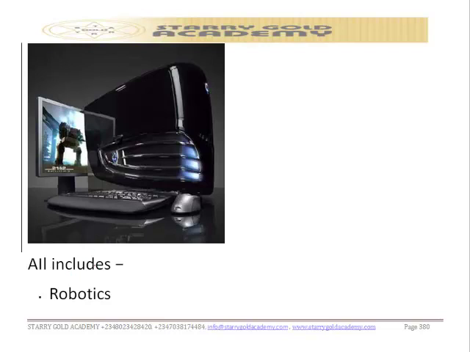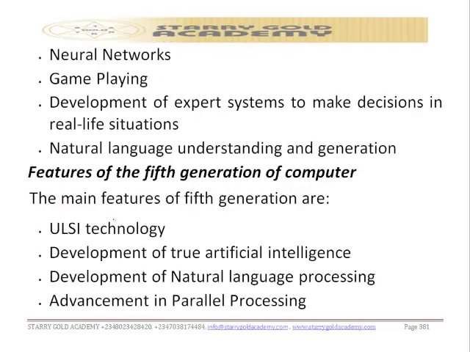So examples are robotics, neural networks. We have game playing. We have development of expert systems to make decisions in real life situations. Okay, so natural language understanding and generation. So features of the fifth generation of computers are they have ULSI technology, that is, ultra large scale integration technology. Development of true artificial intelligence is another feature.